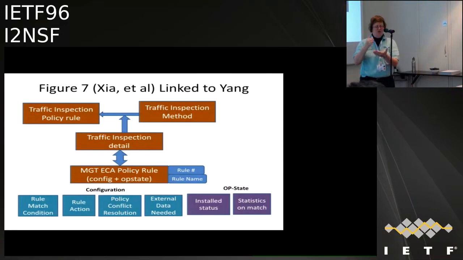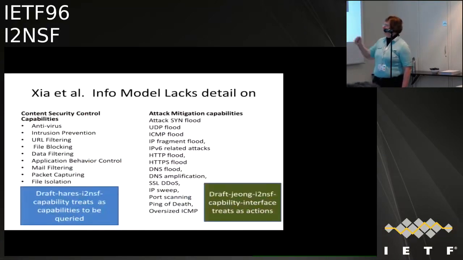Operational state is the state which is generated based on actual functionality. It's statistics and status, so statistics on count. Okay, next. This follows the model. The one question we have is iTree capabilities as a function to be queried, which is what John was talking about with capabilities. John treats them as actions.